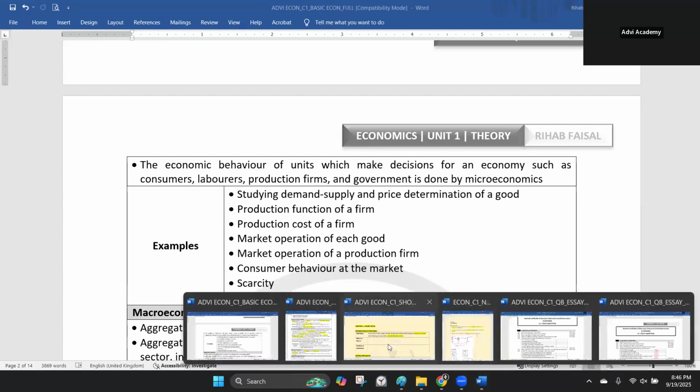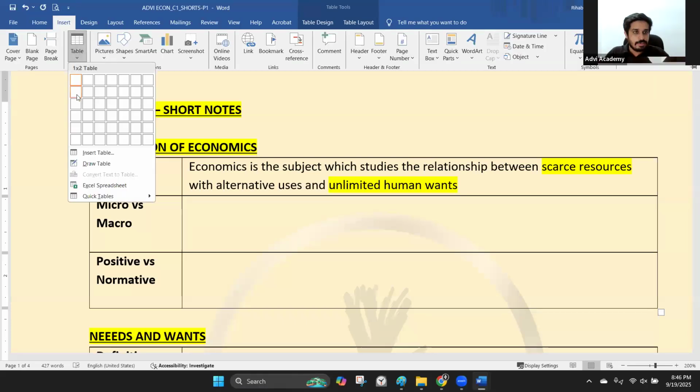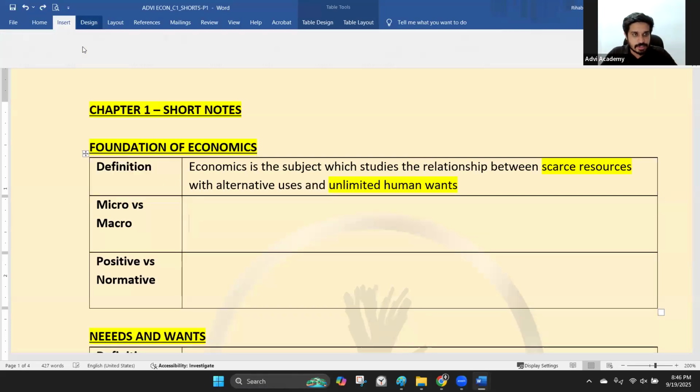So I'm going to add the two definitions for micro and macro. Let me add a smaller table here. I will add micro and macro.